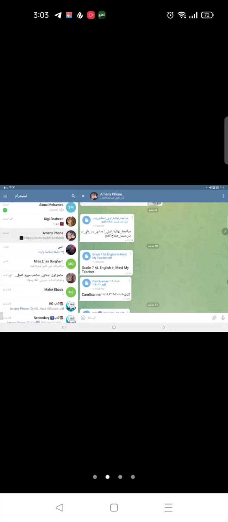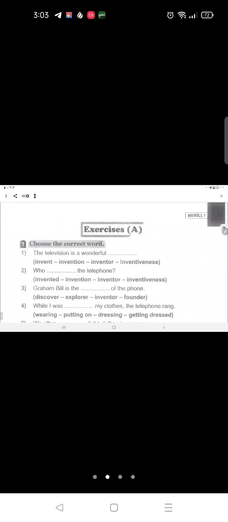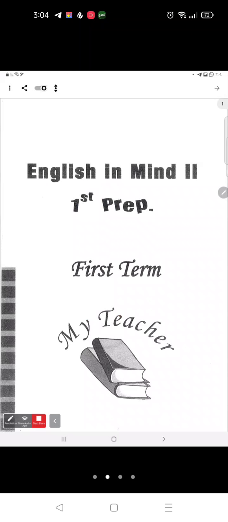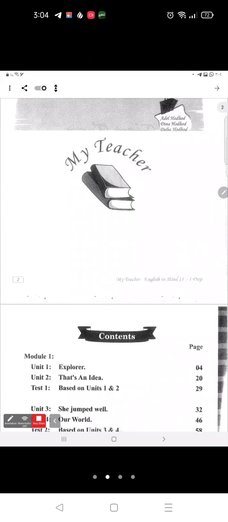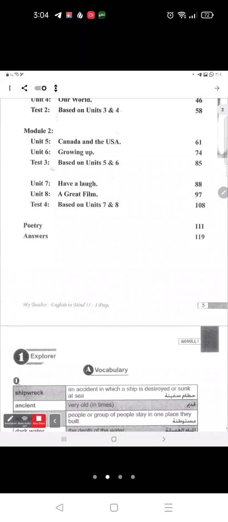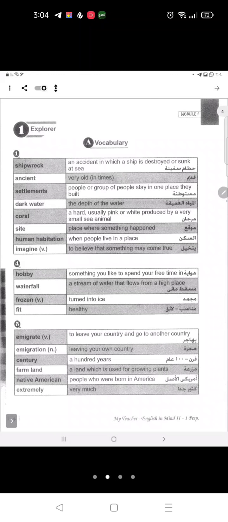Okay, so let's start. So please all of you close your mics and listen to me. By the way, this is the shape of your book, okay? And the first unit is talking about explore. Okay, so before starting and before saying anything, we must know the difference between these three words. So listen to me.